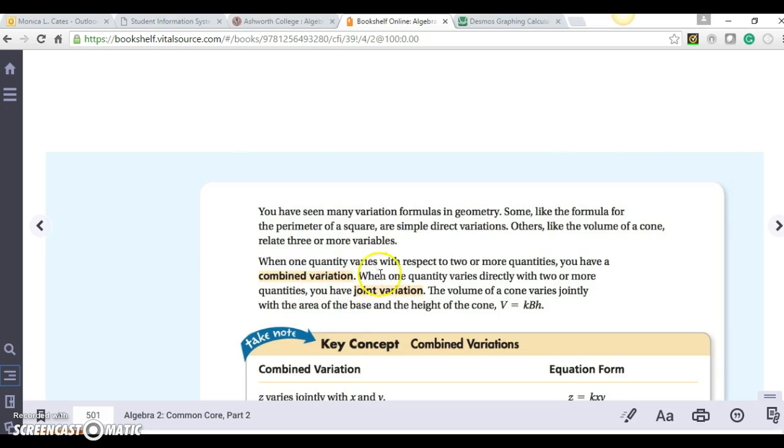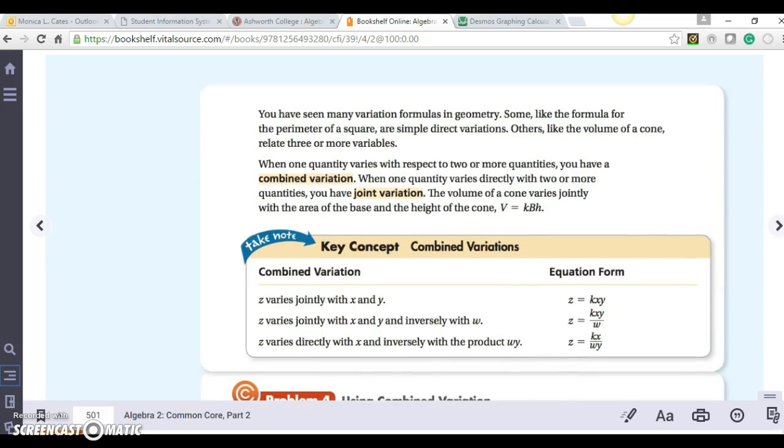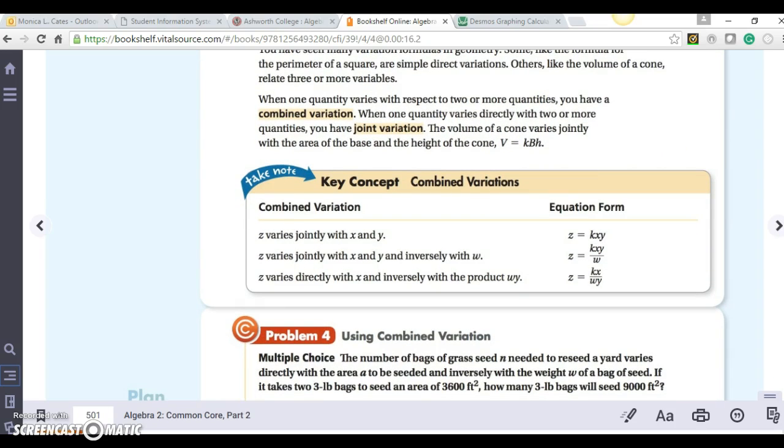When one quantity varies with respect to 2 or more quantities, you have combined variation. When one quantity varies directly with 2 or more quantities, you have joint variation. The volume of a cone varies jointly with the area of the base and the height of the cone. So here's the example: V equals KBH, our base area times height, excuse me.